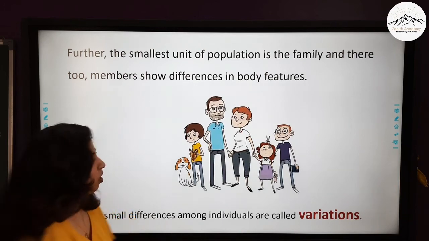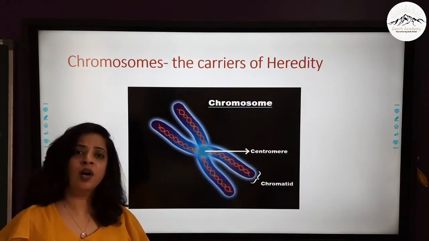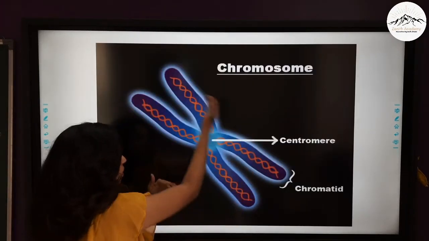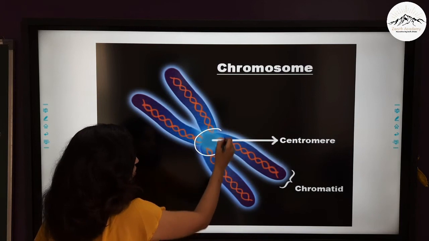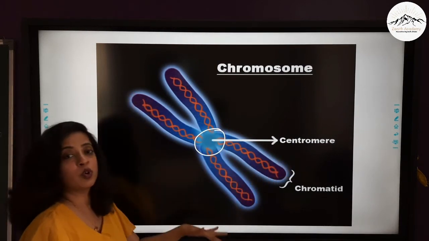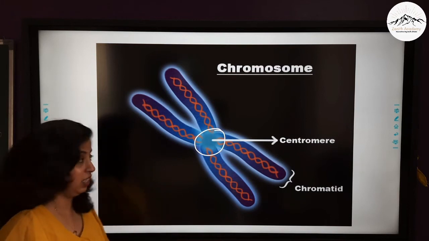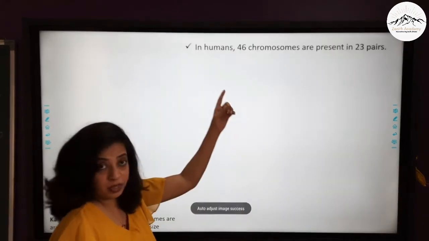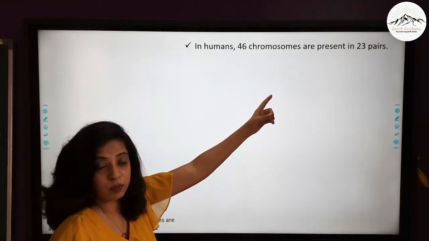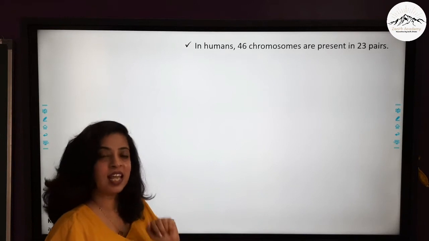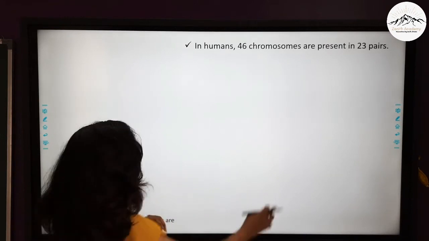what variations are. Now, who are the carriers of this heredity? Chromosomes. A chromosome is made up of two chromatids joined with the help of a centromere. So these chromosomes are the ones who carry heredity. We'll see that in detail. Now, in humans, there are 46 chromosomes which are paired. So it becomes 23 pairs, each pair containing 2 chromosomes.